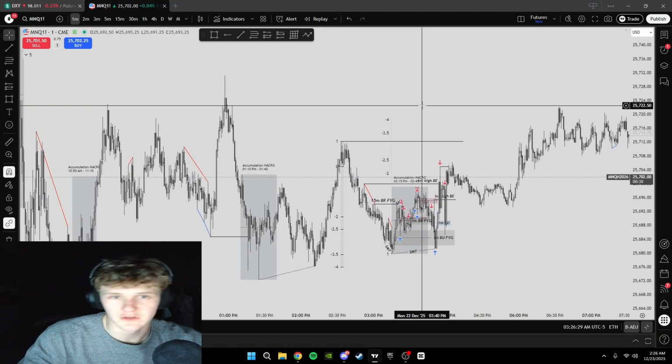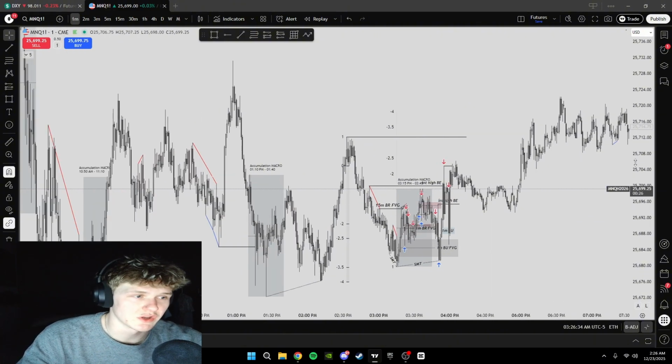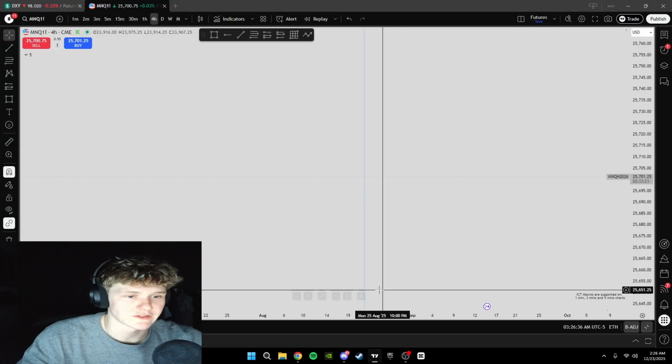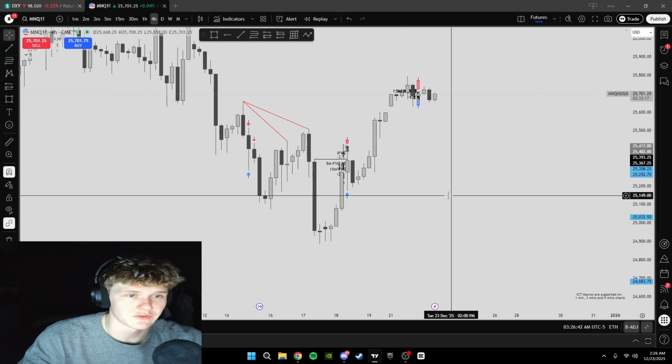I'm always looking for the opposite side of the lunch range to be the next draw on liquidity. So that was my primary reason for the bullish draw on liquidity, not to mention all of the high time frame bullish price right now. So price is extremely bullish on the 4 hour and everything. So that's another assistance to my bias.